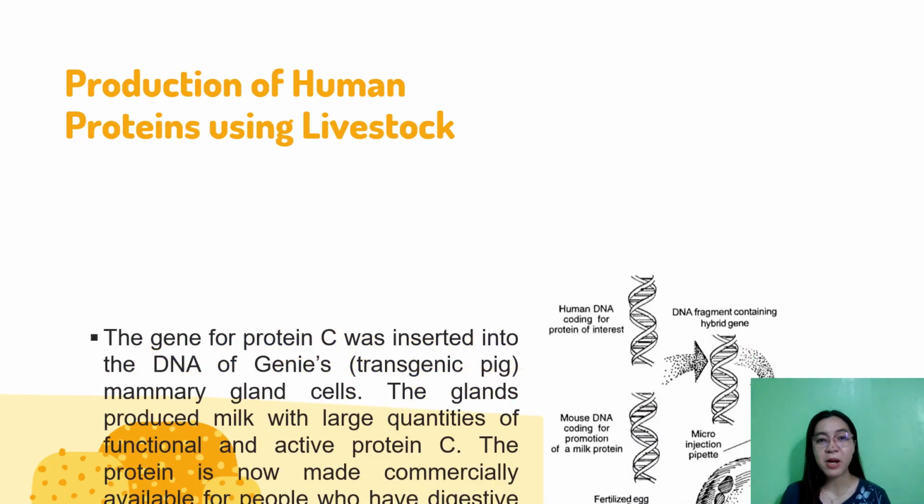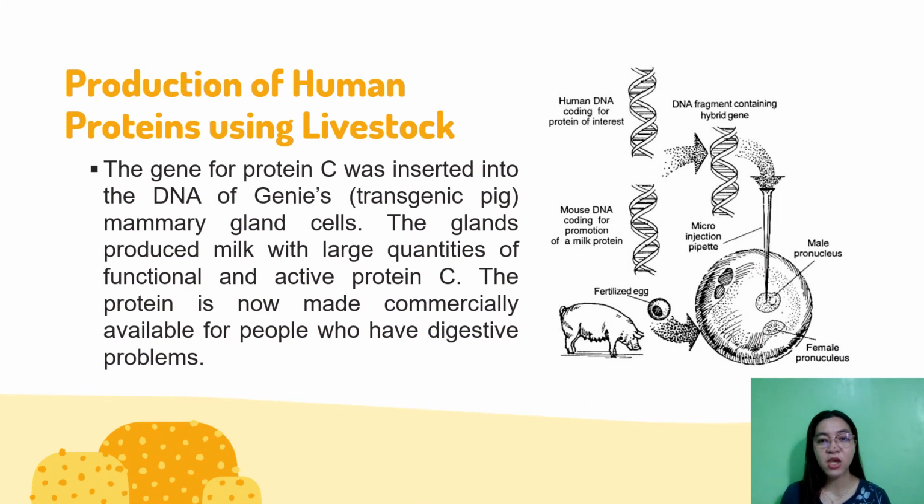To solve this problem, scientists make use of livestock like sheep, cows, and pigs. Genus, a transgenic pig, was manipulated to produce the human protein C. The gene for protein C was inserted into the DNA of Genus's mammary gland cells. The glands produce milk with large quantities of functional and active protein C. The protein is now made commercially available for people who have digestive problems.